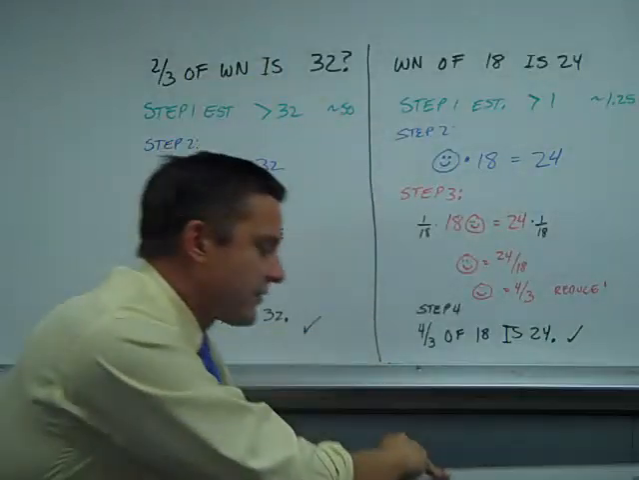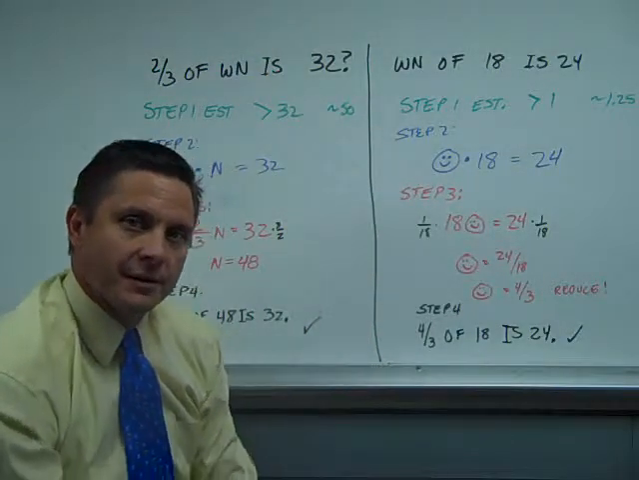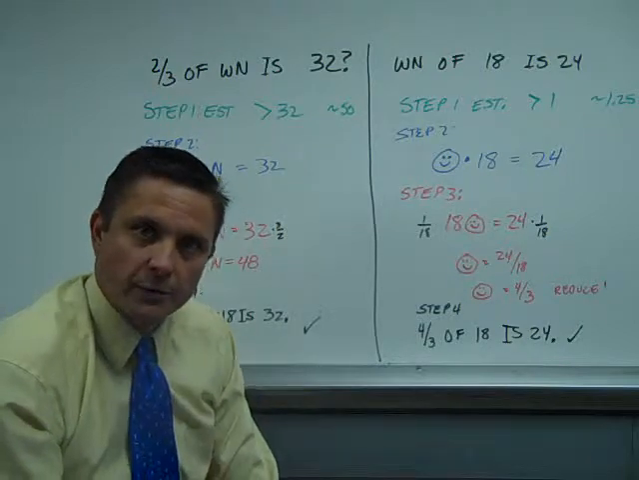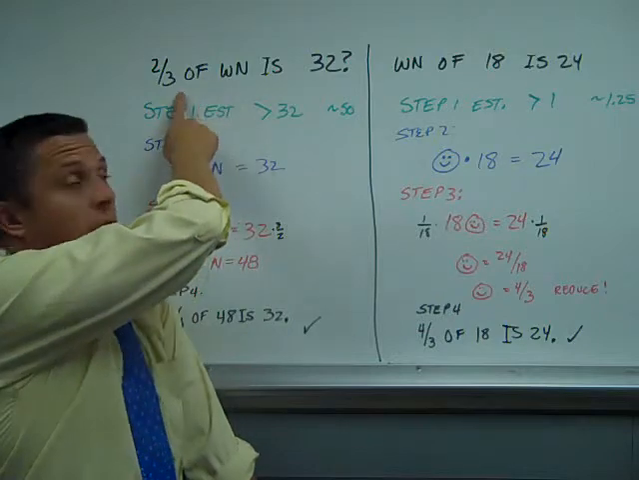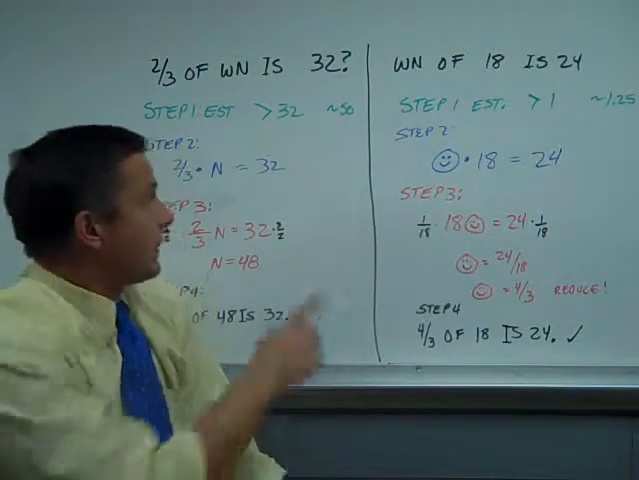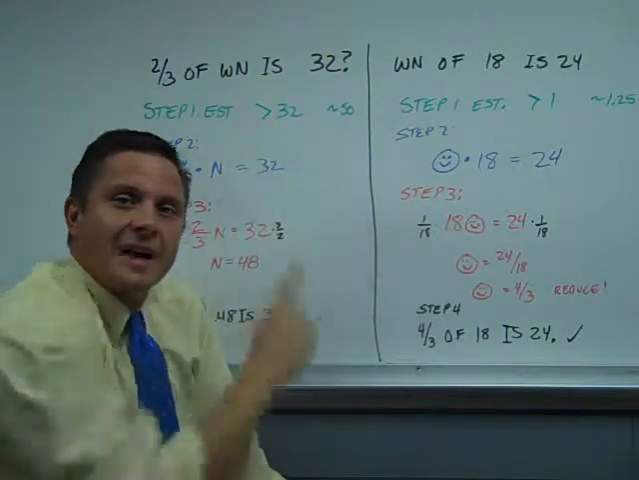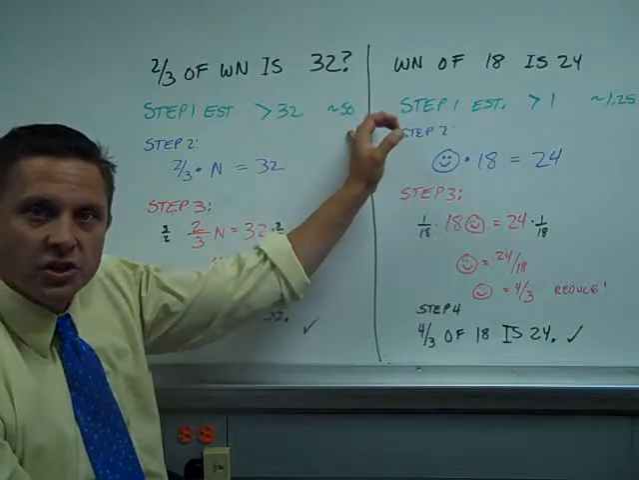So we go to those last 2 problems. And again, you can try to make some attempts on these, all right? We're going to work a lot of these so we feel comfortable and get used to writing the equation. 2/3 of what number is 32? And again, we agreed it was greater than 32. I know half of 50 is 25, so I know it's about 50-ish.